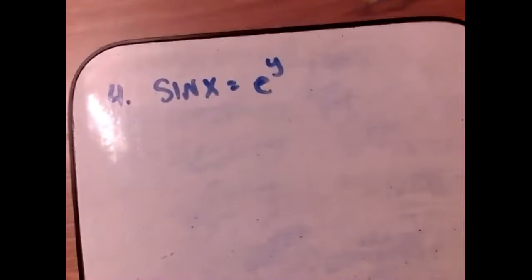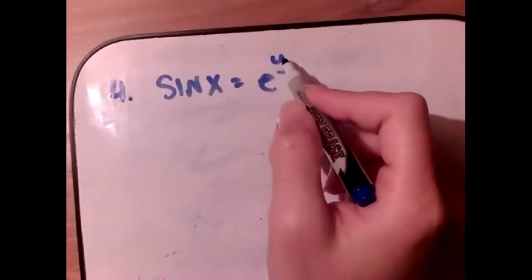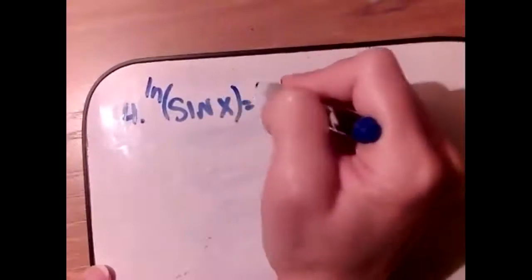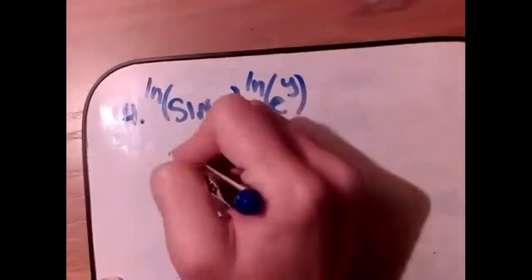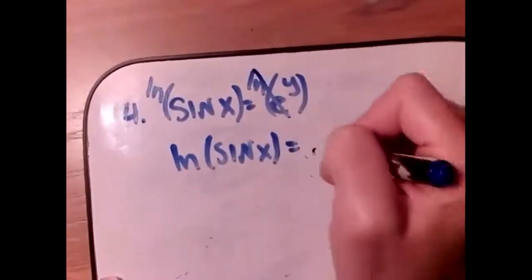All right, so this one asks for dy dx in terms of x. So I think it'll be easier if we go ahead and just get y by itself for this. To cancel out the e, we're going to do ln of both sides. And so we'll get ln sine of x equals y.